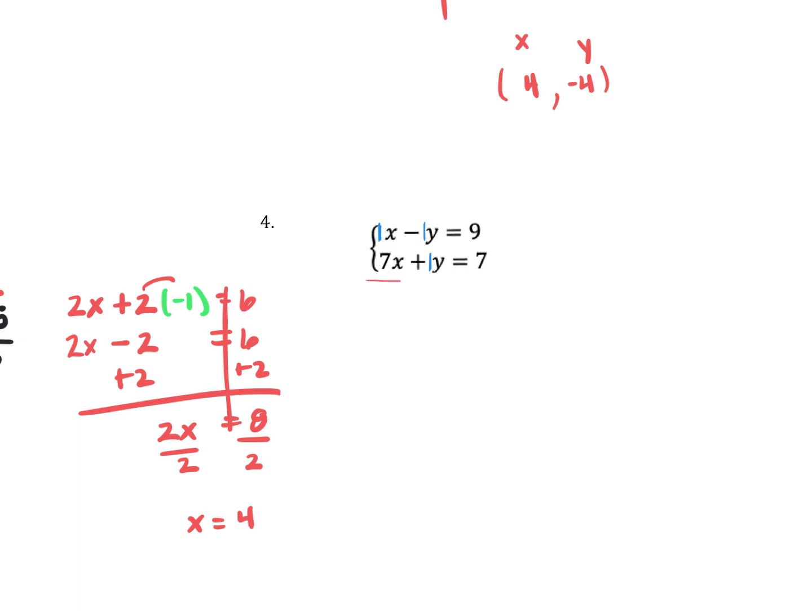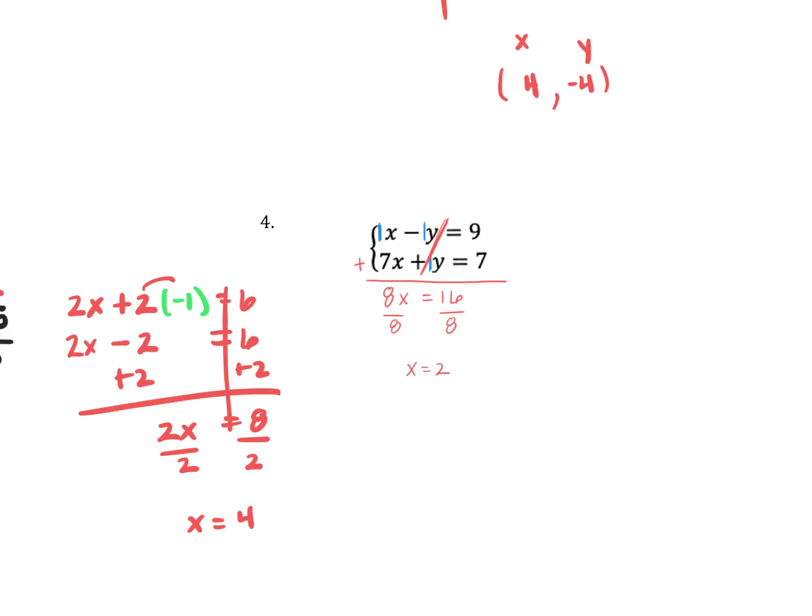So I'm going to go ahead and draw my line in right here, and then I'm going to say plus. Okay, first I start with my 1x plus 7x, and that's going to give me an 8x. If I have a -1y and a positive 1y, those two cancel each other out. So that leaves me with my 9 plus my 7, and that's going to give me 16. To get that x all by itself, I'm going to divide by 8 and divide by 8. And I get x equals 2.